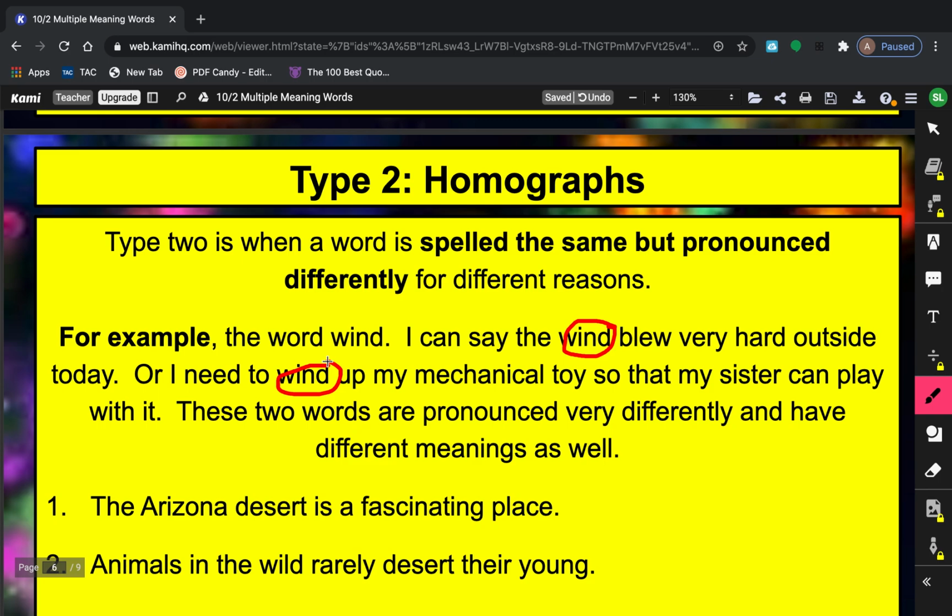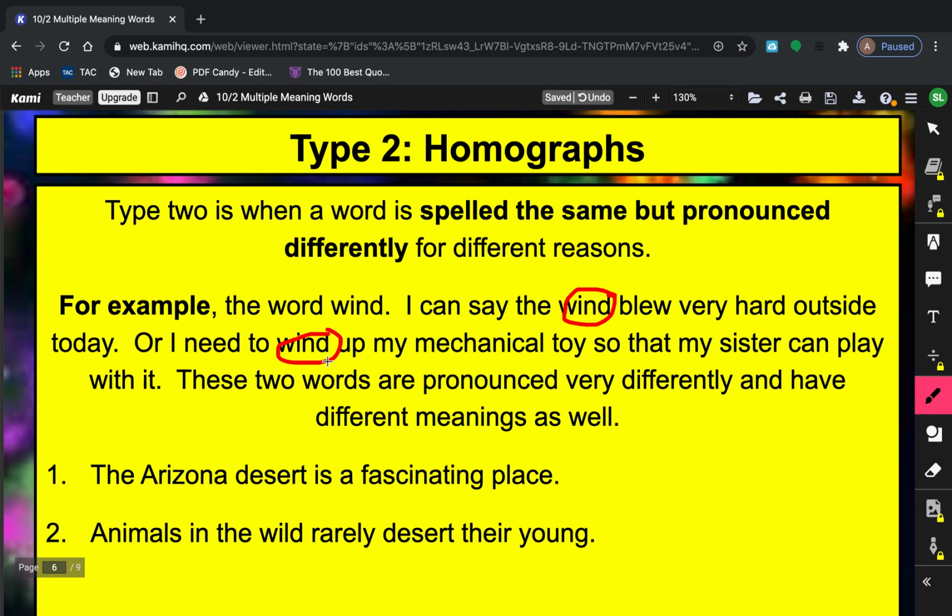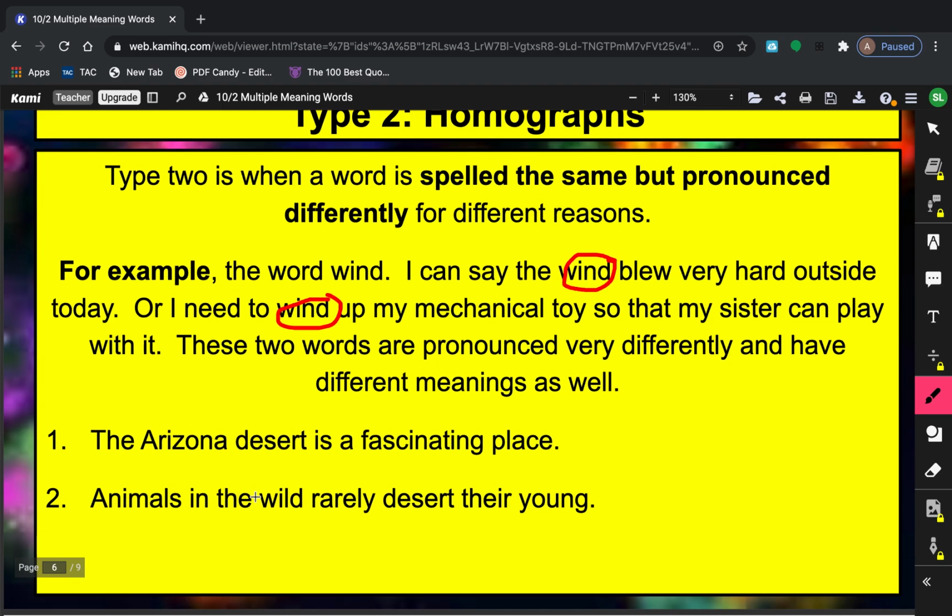Another example would be, the Arizona desert is a fascinating place. The second example would be, animals in the wild rarely desert their young. And that means they rarely leave their young. And the desert is talking about a specific place here in the first sentence, the Arizona desert.